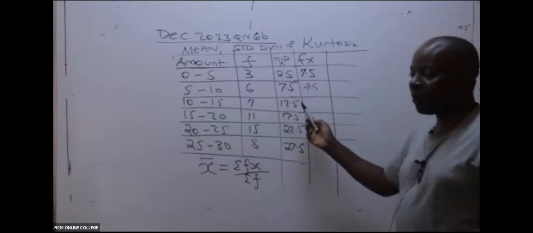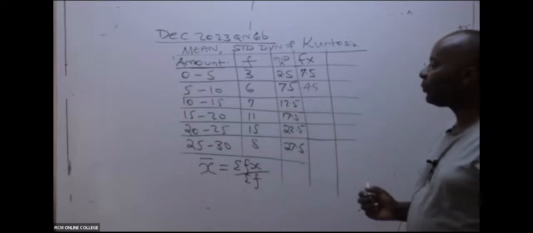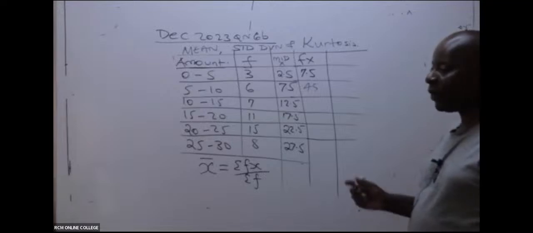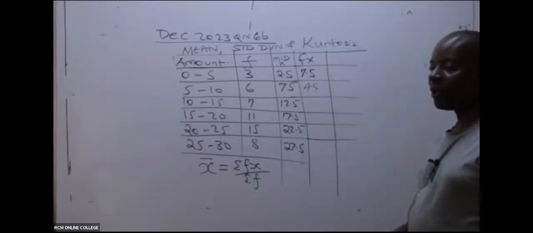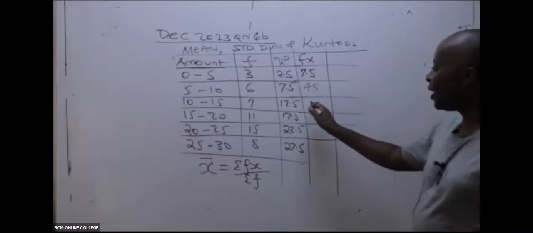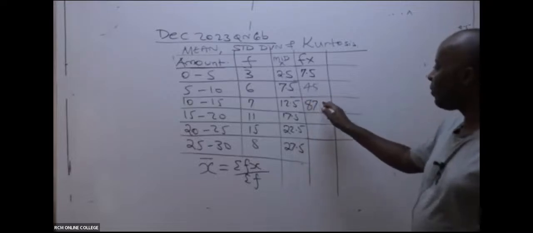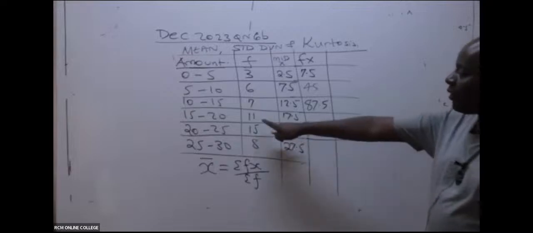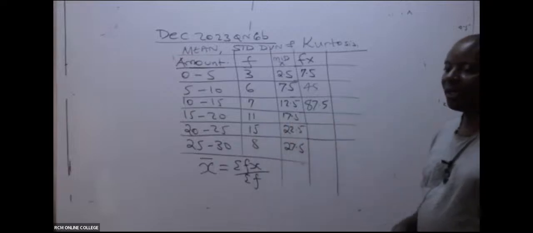Then we have 7 times 12.5. Yeah, we are simply doing fx. So 7 times 12.5. Somebody, what are we getting there? 87.5. Thank you. From there, we go to the next one, which is now this f times this x, fx.